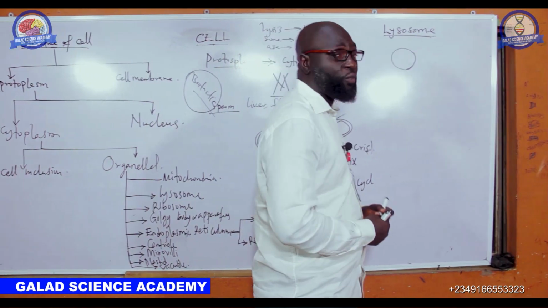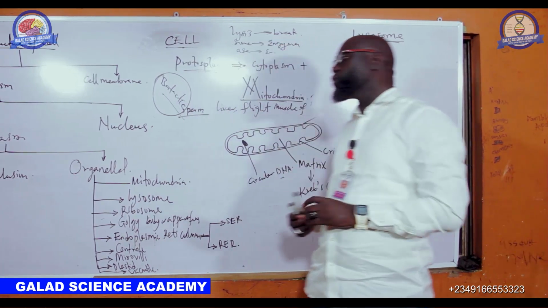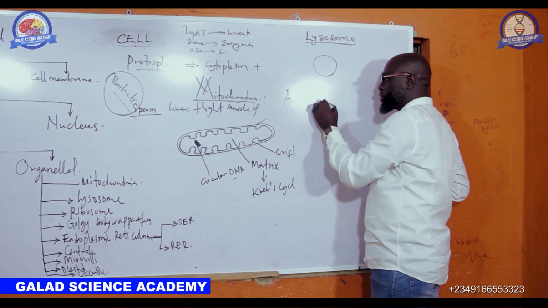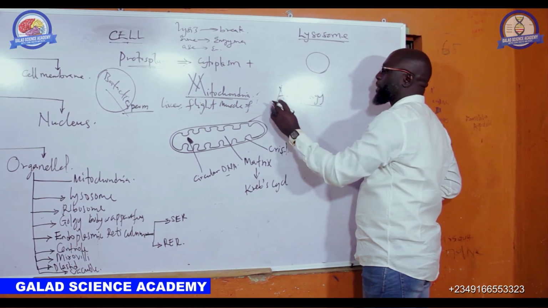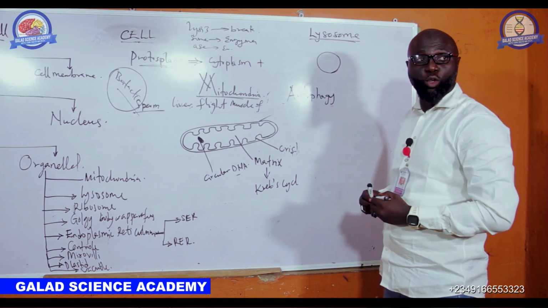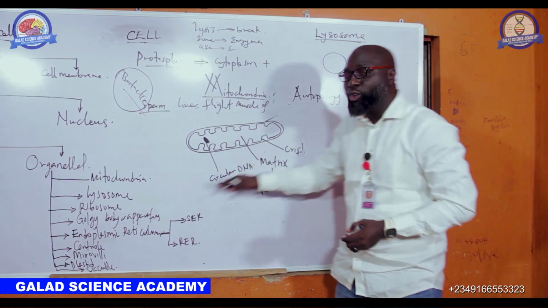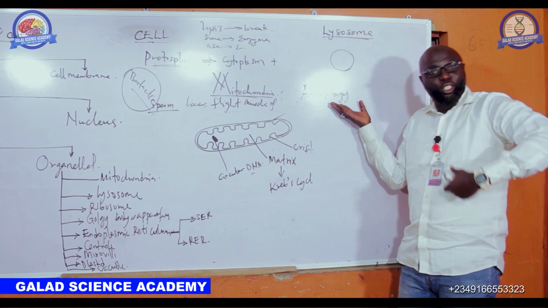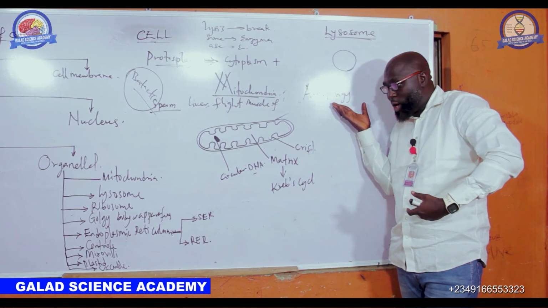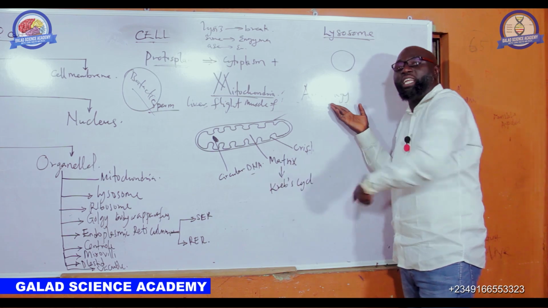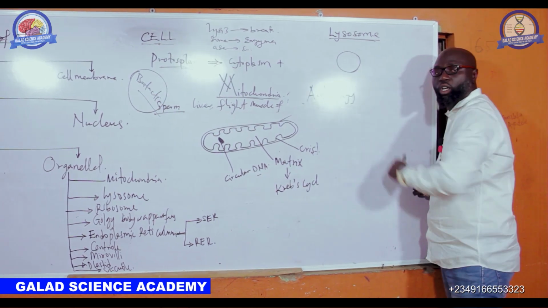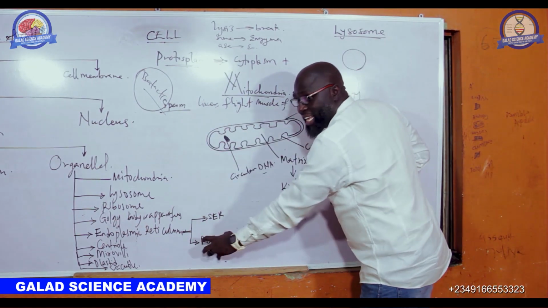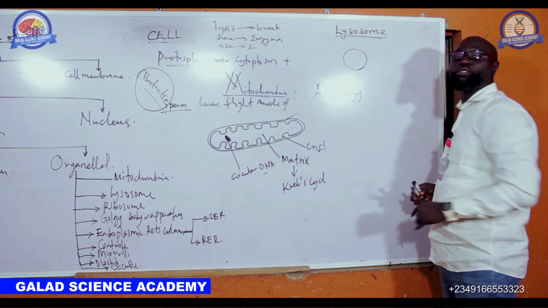Another function of the lysosome is that it is also used for autophagy. Autophagy is the digestion of worn-out organelles in the cell. So the lysosome is used to digest or break down worn-out organelles in the cell, and the process is called autophagy.